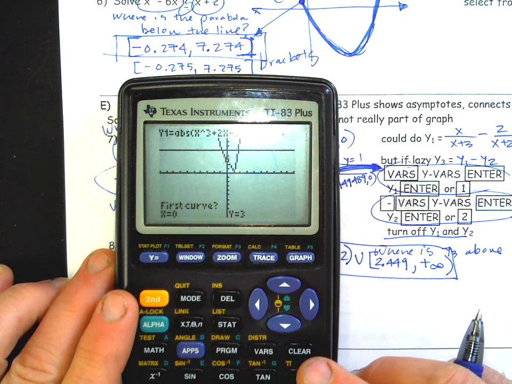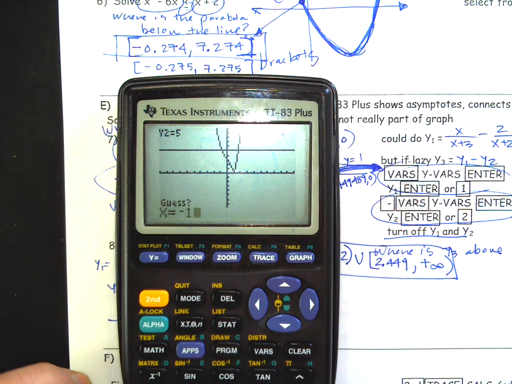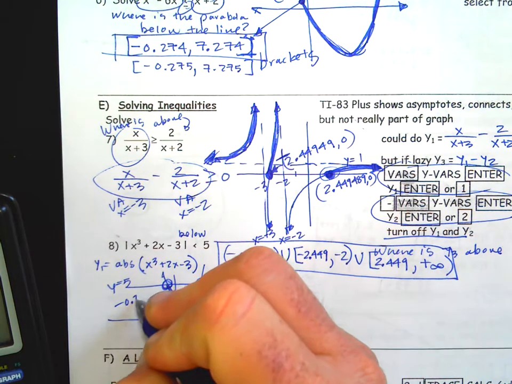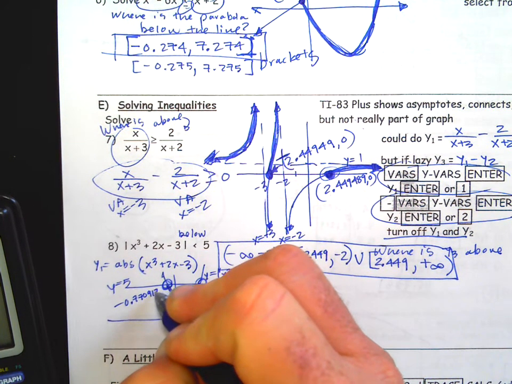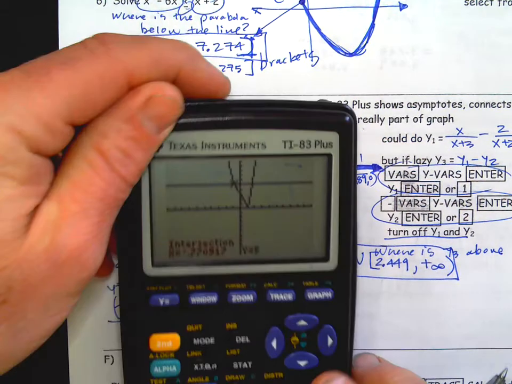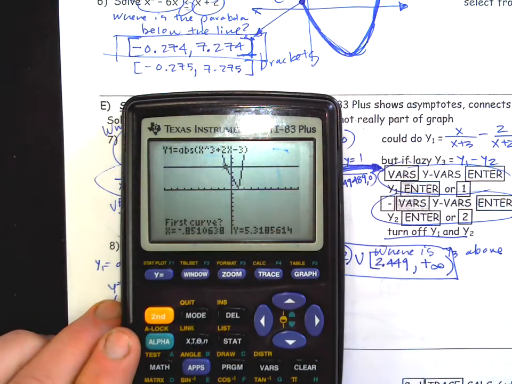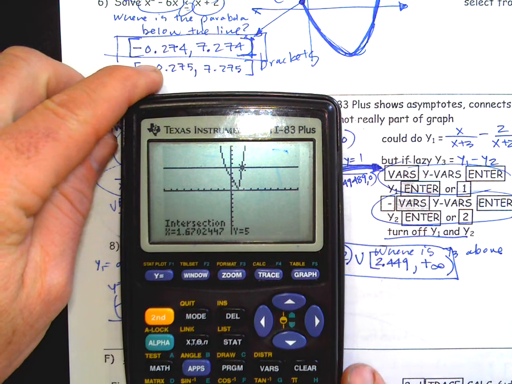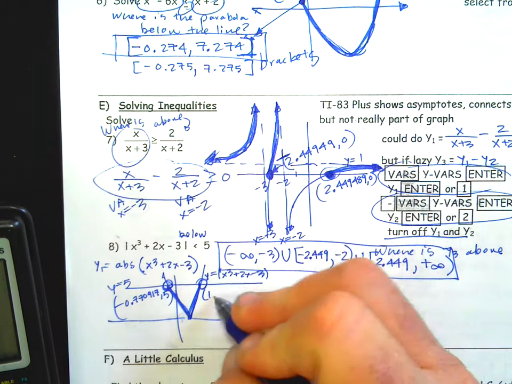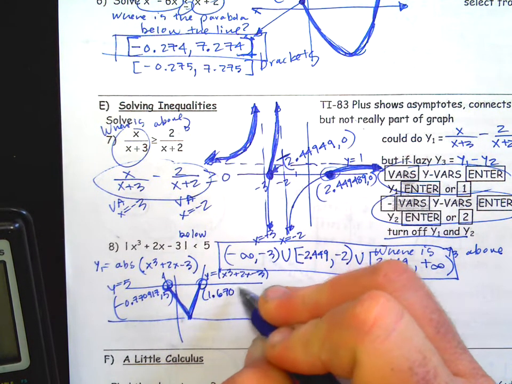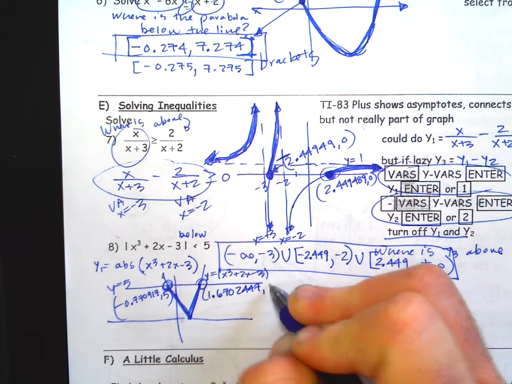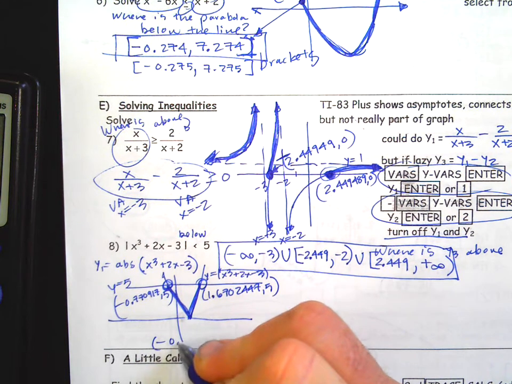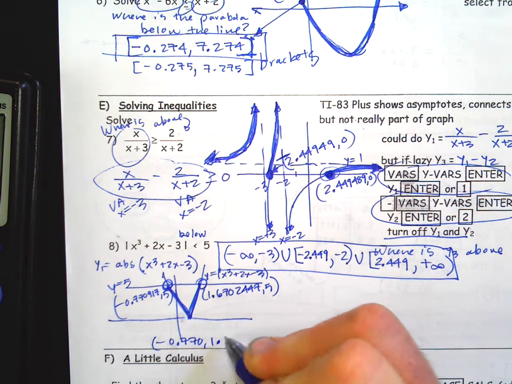First curve, second curve. I'm going to guess the first one looks like it's around -1. And it is negative 0.770917, comma 5. And then the next one, second calculate option number 5. First curve, second curve. The next one looks like it's around 2. So it's quicker to just type the number for your guess than to put the cursor back and forth. 1.670247, comma 5. So your answer is, this is the x values, parentheses negative 0.770, comma 1.670. That's your answer.